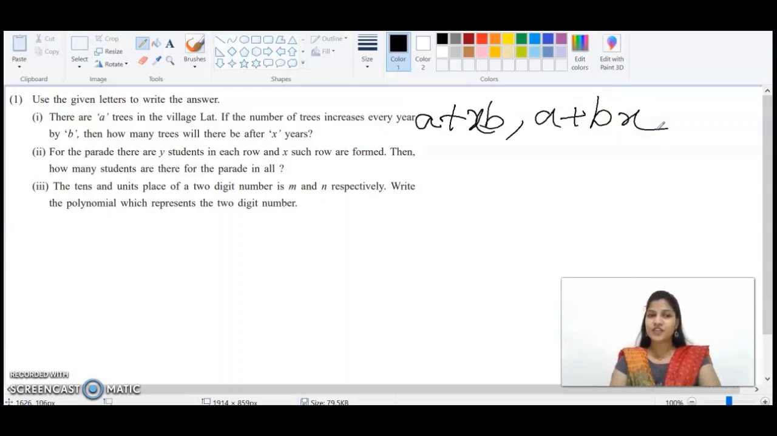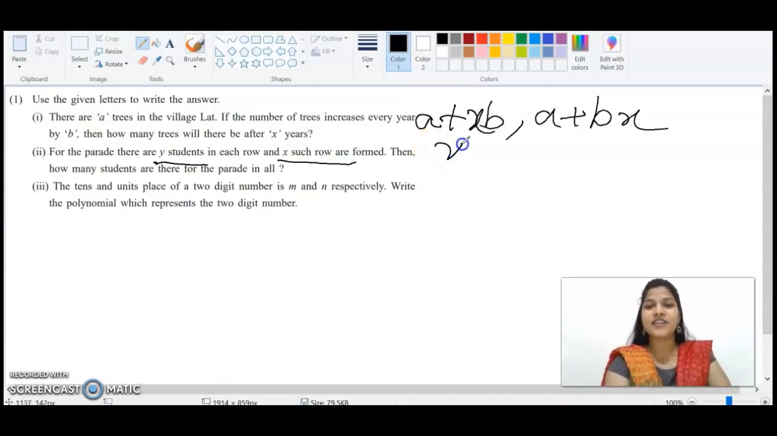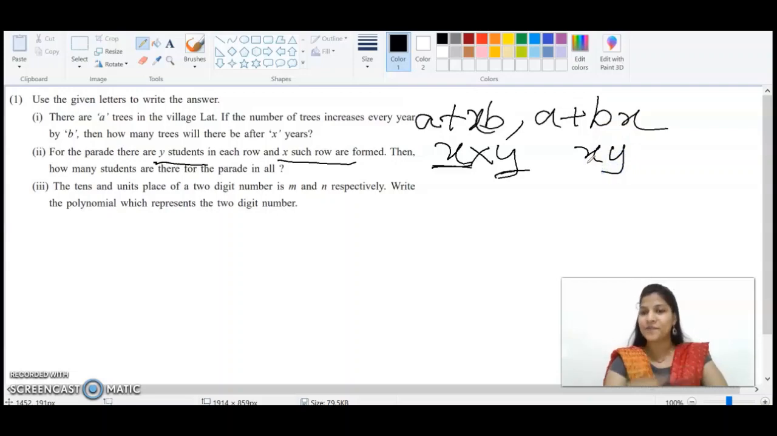Alright, moving on to the next one. For the parade, there are Y students. See children, the number of students is Y in each row, and X such rows are formed. The number of rows is X. Then how many students are there in the parade? Very simple. X into Y. X because that is the number of rows and Y the number of students. So the polynomial we get is XY.